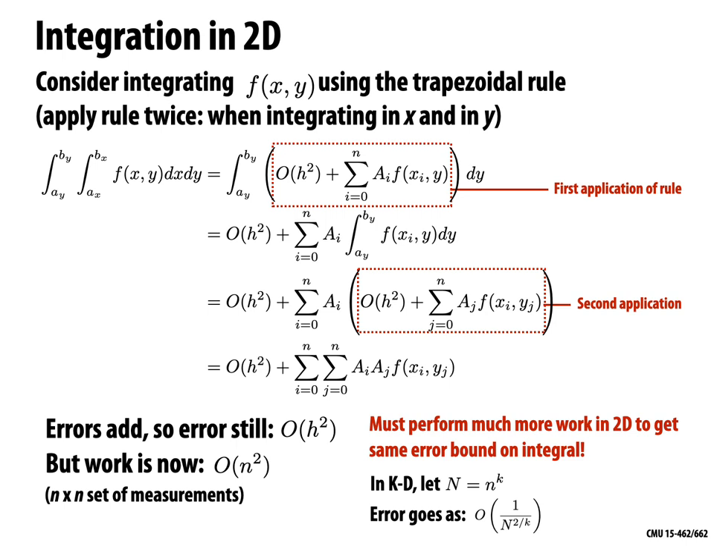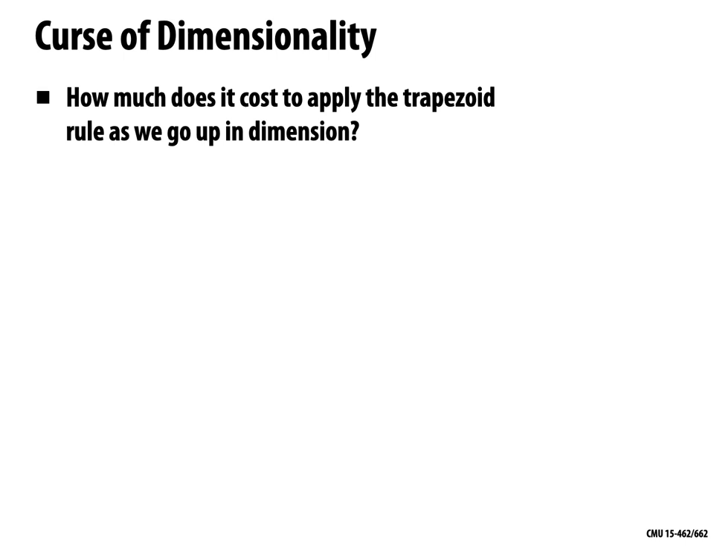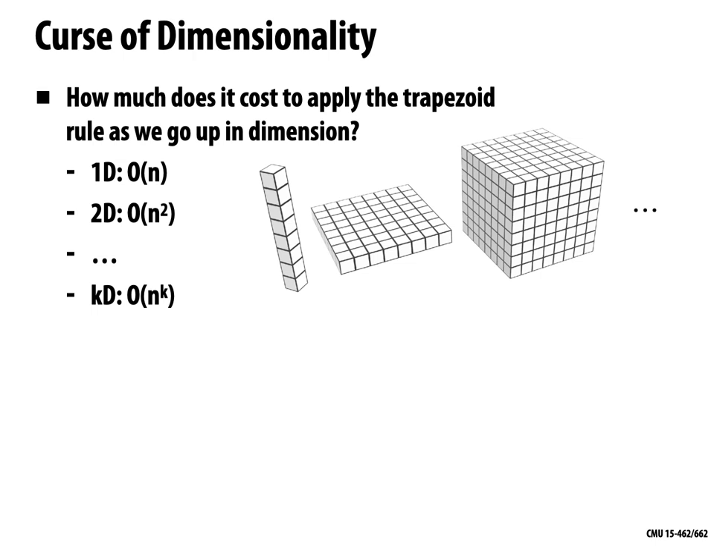And in fact, things are only going to get worse as we keep going up in dimensions. So now imagine that instead of f of x,y, we have a function f of x,y,z or f of x,y,z,w. In general, if k is the dimension, the number of arguments, then we're going to be doing order n to the k work, if n is the number of samples along each dimension, but our accuracy is still only going to be order h squared. It's only going to go down as we refine one of those dimensions. And so this is what's sometimes known as the curse of dimensionality. How much does it cost to apply the trapezoid rule as we go up in dimension? In 1D, it's linear. In 2D, it's quadratic, and so on. In kD, it's n to the k, but we're not really helping ourselves in terms of accuracy. We're just having to do more and more and more work.